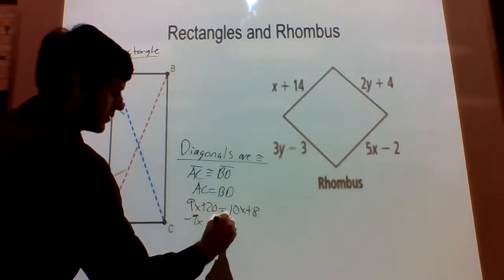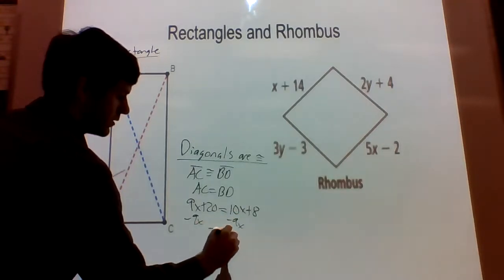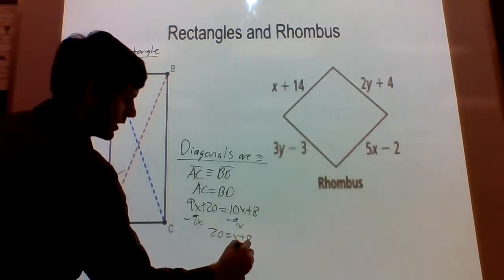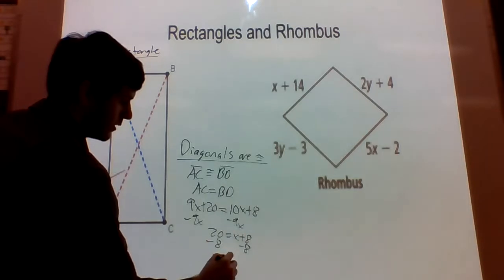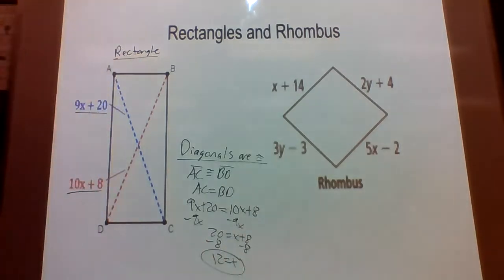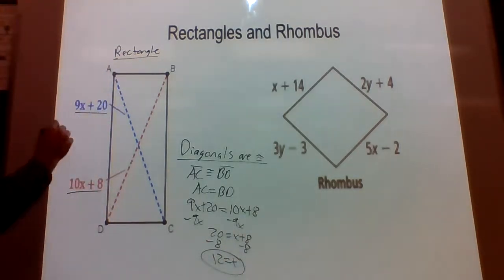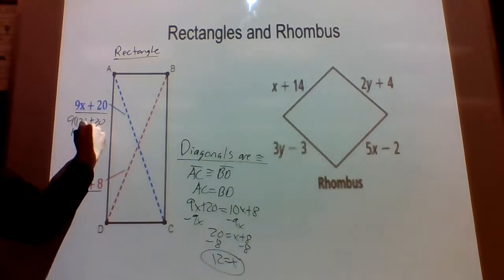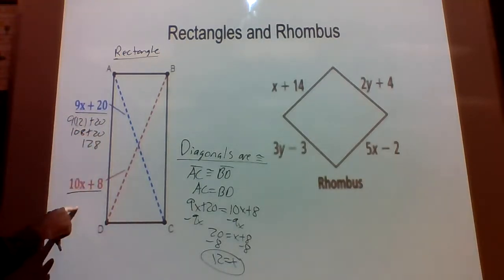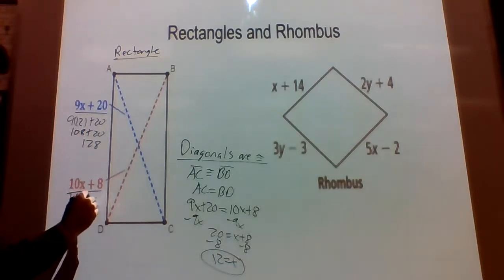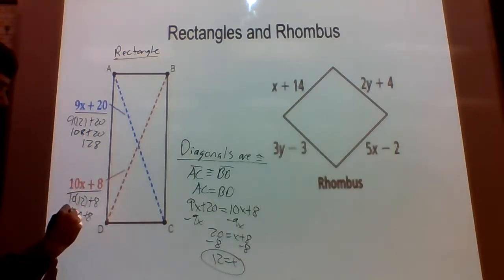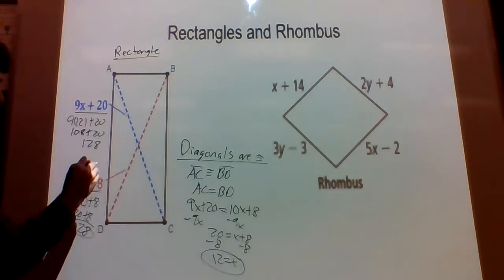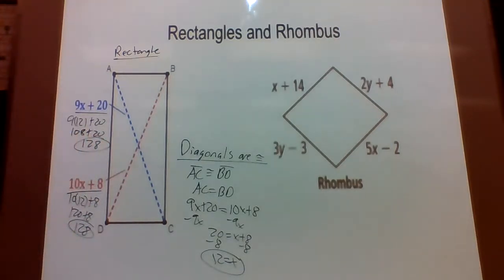Subtract 9x. 20 is going to equal x plus 8. Subtract 8. 12 equals x. 9 times 12 is 108. Plus 20 is 128. 10 times 12 is 120. Plus 8 is 128. The diagonals are congruent.